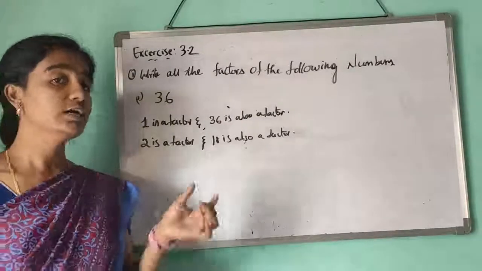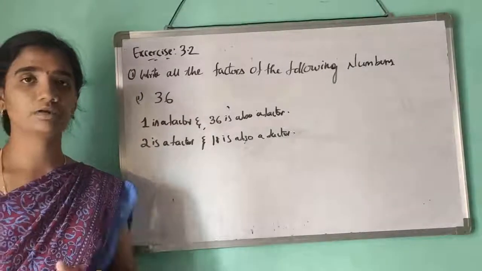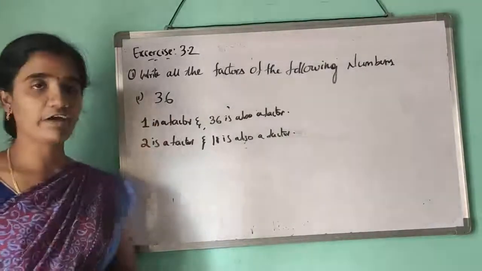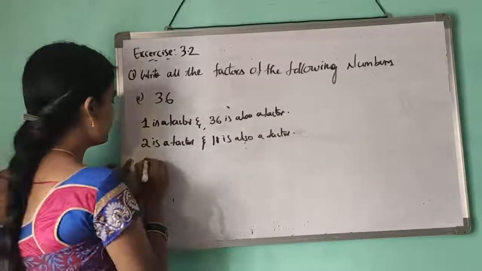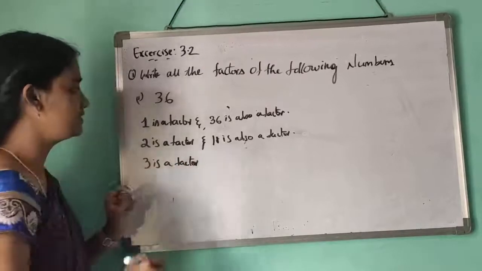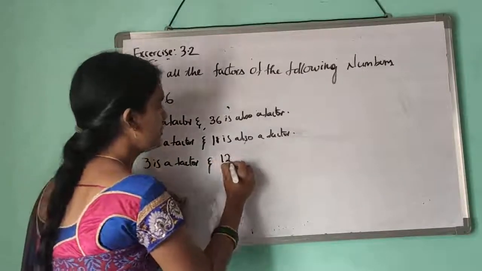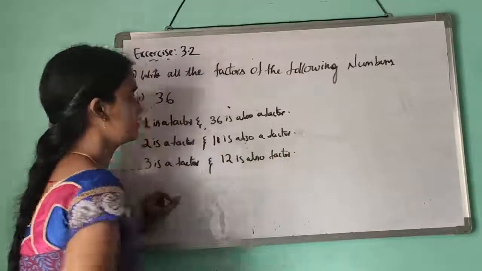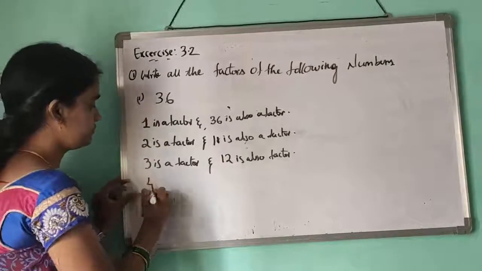Then next we have to check whether 36 is divisible by 3 or not. So 3 is also a factor of 36, because 3 divides 36. And how many times? 12 times. So 12 is also a factor. Then next, check with 4.